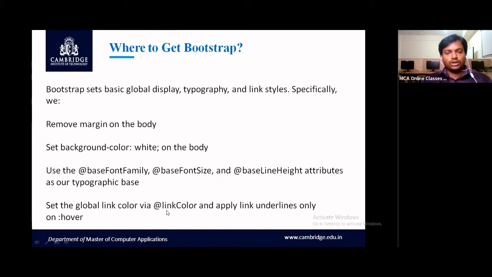And there is a global link color variable. So link color also will be provided, which gives color to our web page. These are some of the global attributes provided in Bootstrap, like background color, which will be white, font family, font size, and base line height. Usually the line height in Bootstrap will be 33%, and we can change it using CSS. So these are some global attributes provided in Bootstrap.